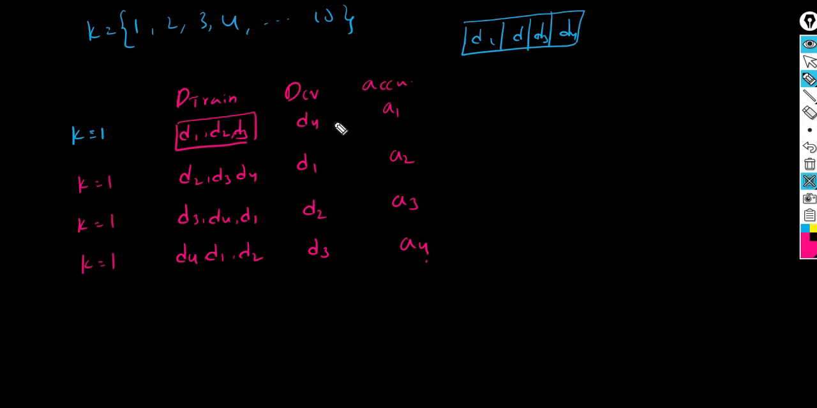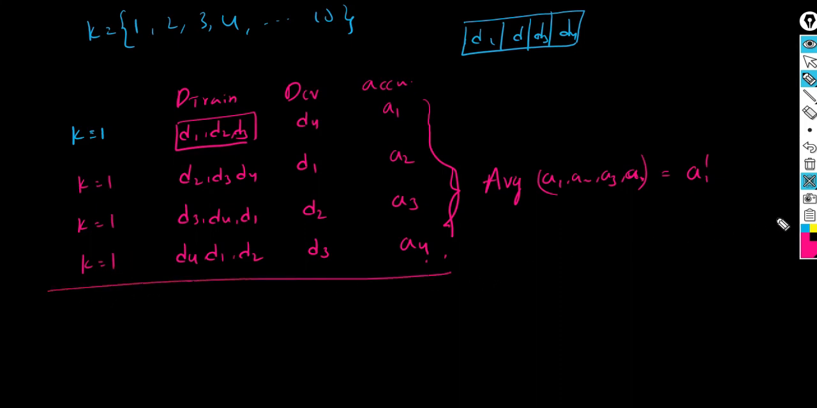In this way, we will test our model on all the dataset. Here we can see we tested on D4, D1, D2, D3. Okay, now we got the accuracies. Now we'll take the average of A1, A2, A3, A4. Let's consider this one A1 dash.